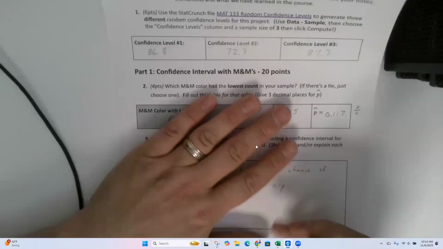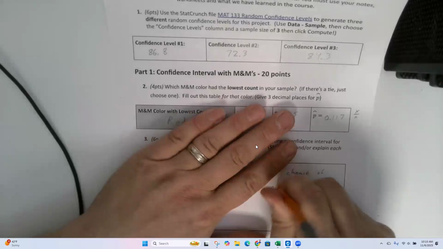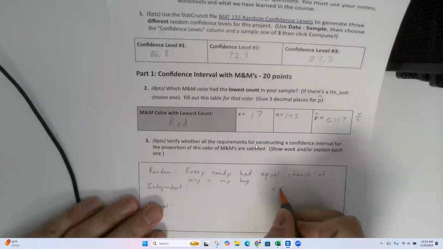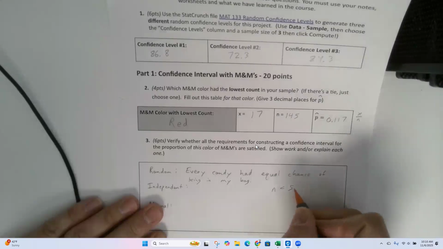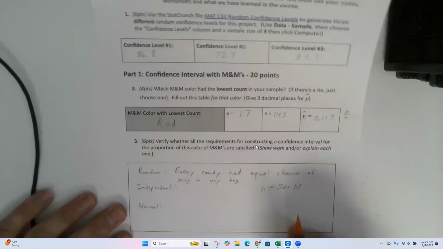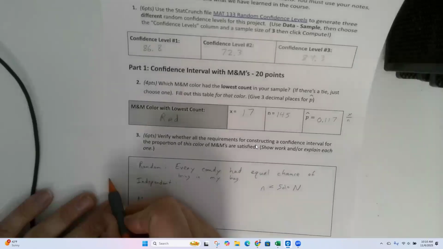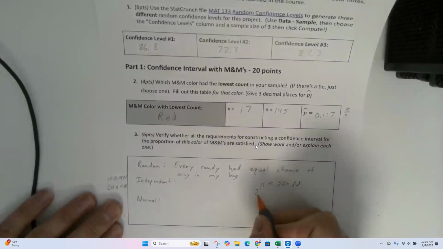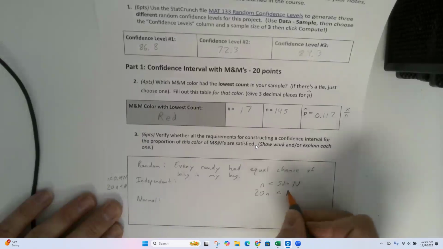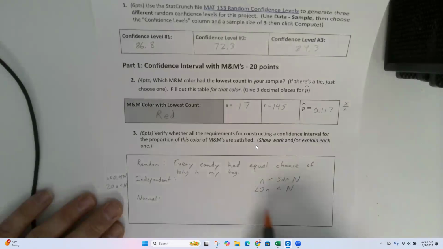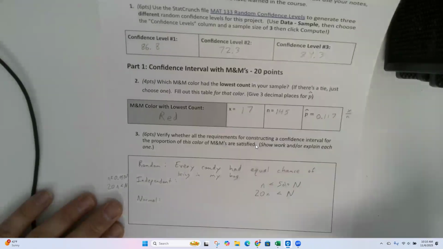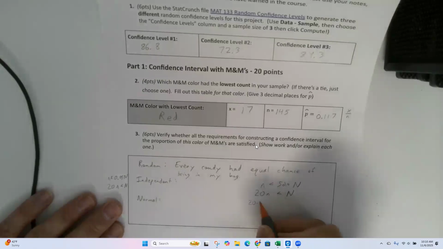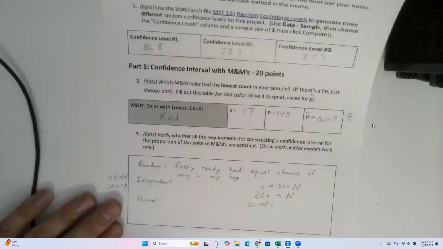So for independent, we need to check that n is less than 5% of my population. You can use either formula: n is less than 0.05 times capital N, or 20 times n is less than capital N. That's the one I'm going to use. My n in this case was 145. So 20 times 145, how much does that equal?